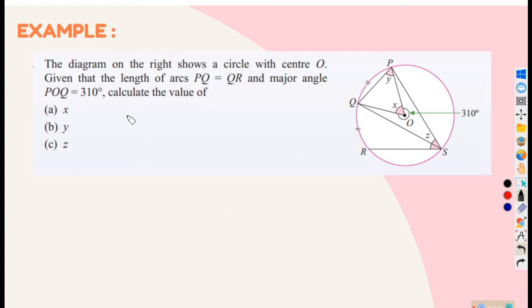So the first one here, you need to find x. We know that this one is 310 degree. So you want to find x. We know that one whole turn here is 360. So first question here is A. So x is equal to 360 degree minus 310, so x here is equal to 50 degree.